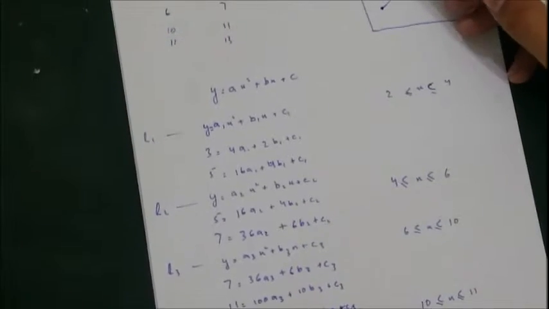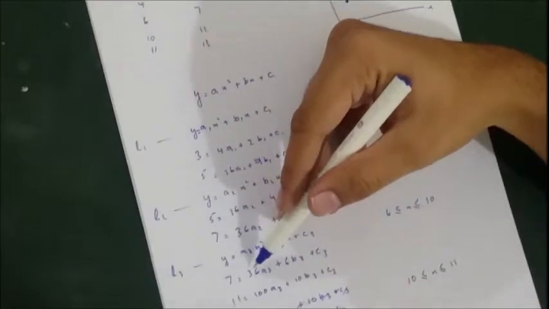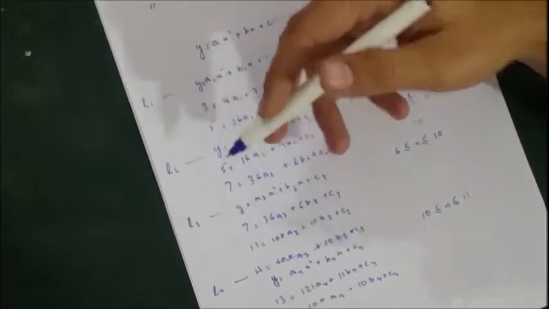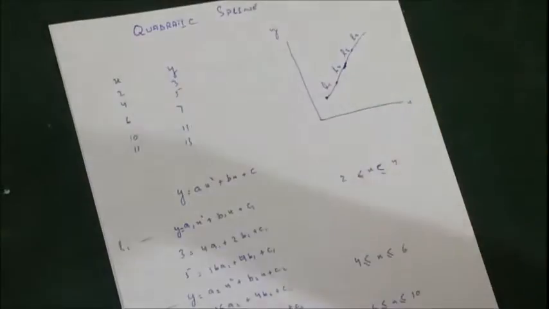Then moving on towards the third equation of the line, which is L3, and plugging in the other two extreme values on the line L3, the equation becomes 7 is equal to 36a3 plus 6b3 plus c3. Similarly, we do the same for L4. The other two extreme values of L4 are 10 and 11.